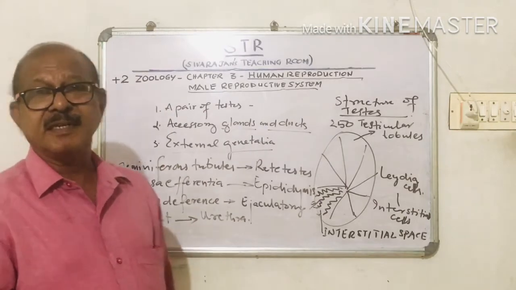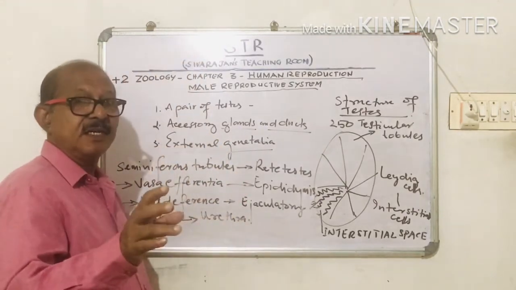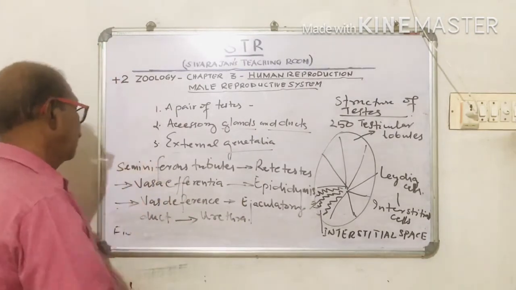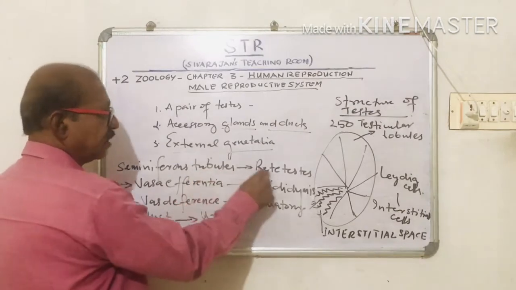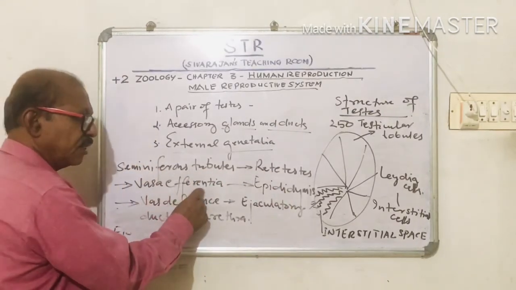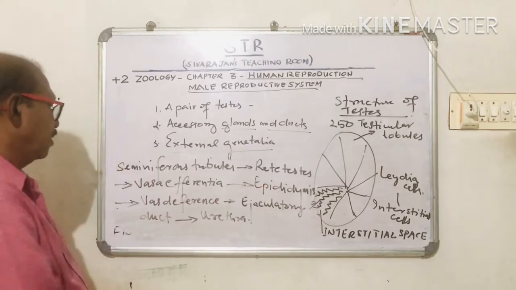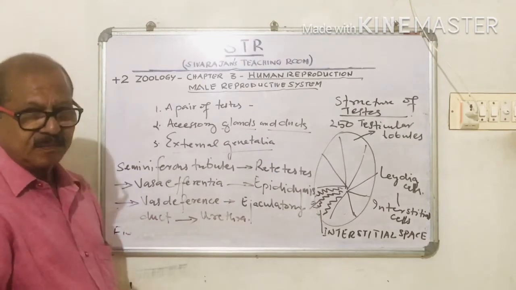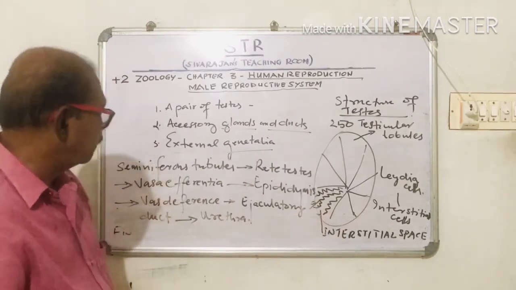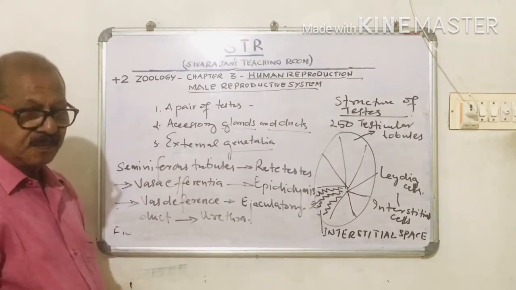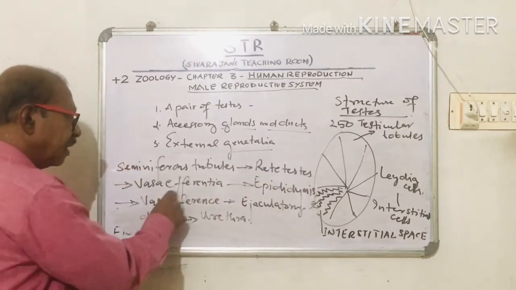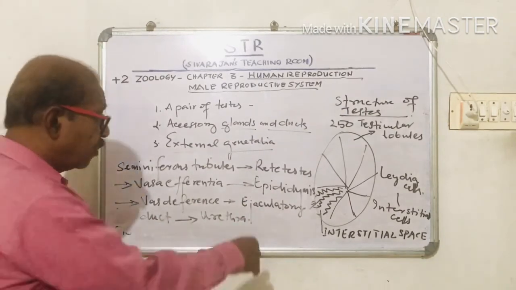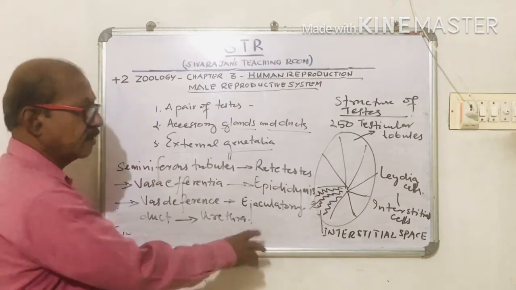You may be asked to write it in a flow chart. So what is the flow chart of the path of movement of sperms? The seminiferous tubules, rete testis, vasa efferentia, epididymis, vas deferens, ejaculatory duct, and urethra. So once again, the seminiferous tubules, rete testis, vasa efferentia, epididymis, vas deferens, ejaculatory duct, and urethra.